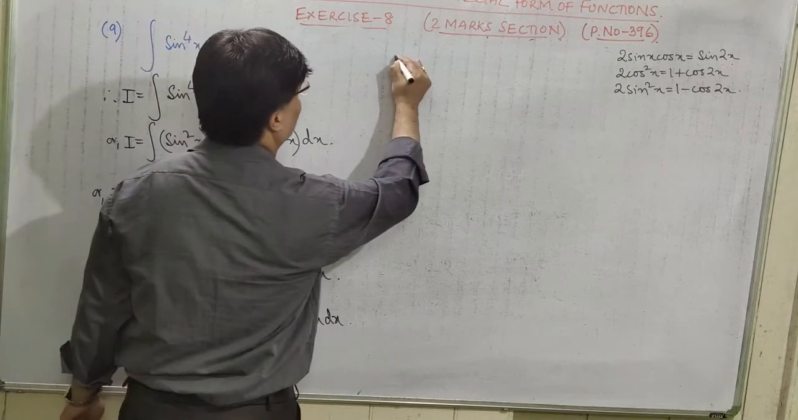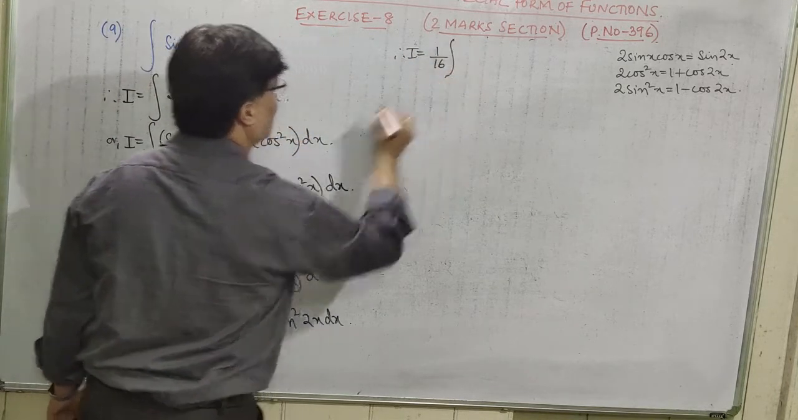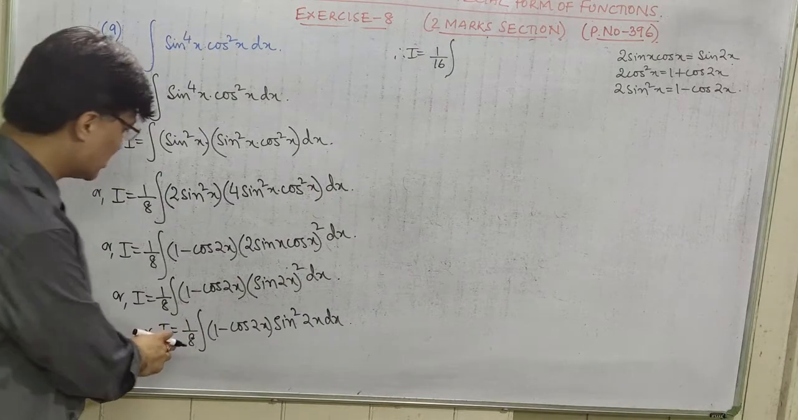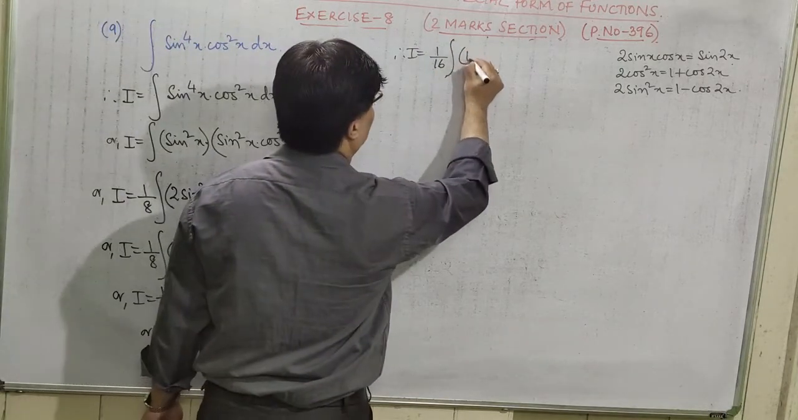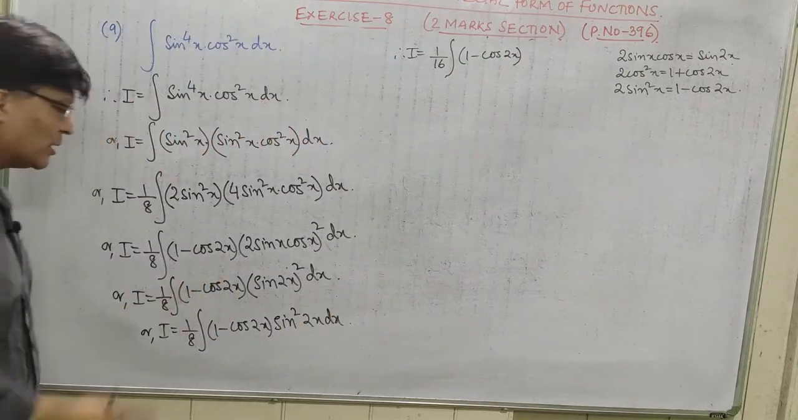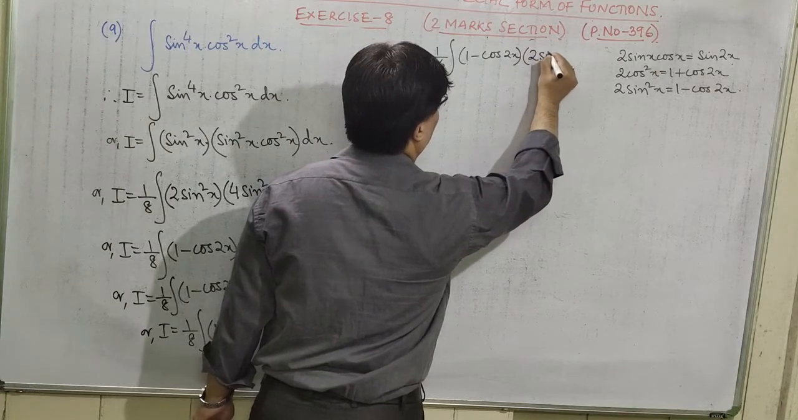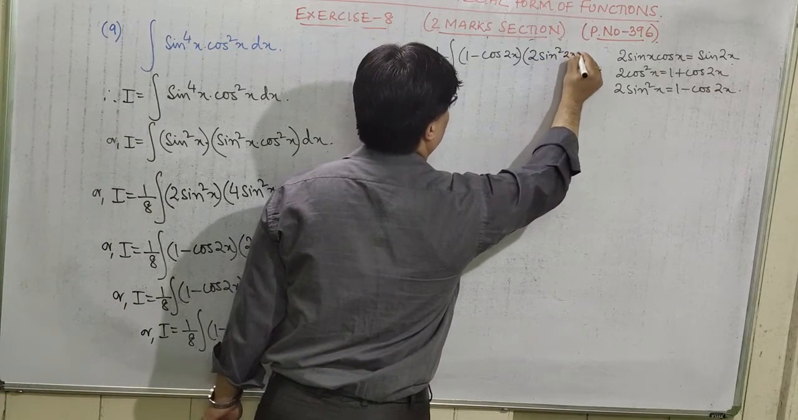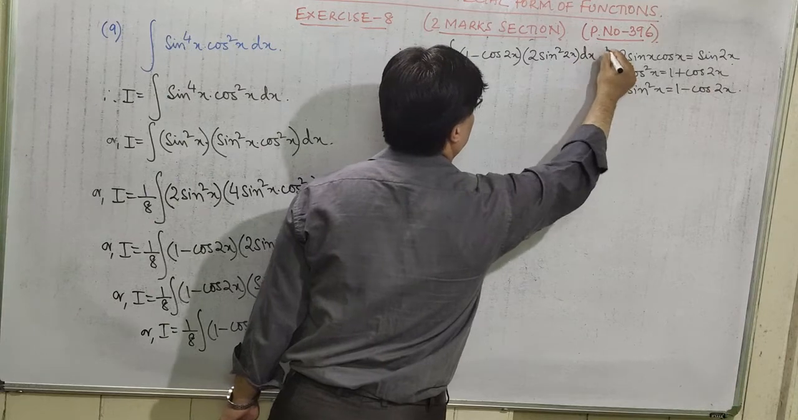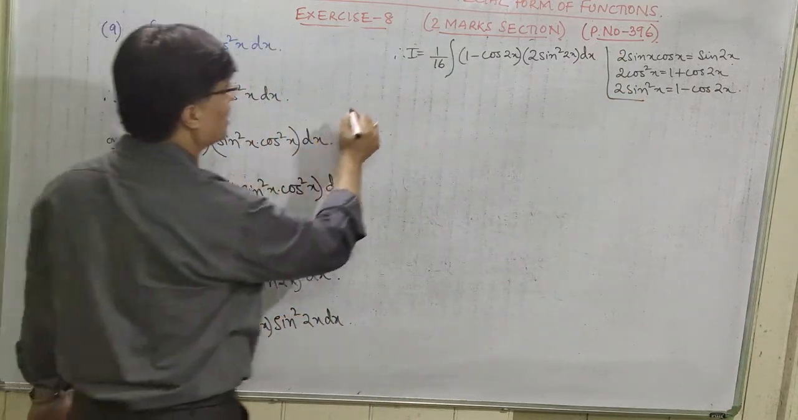So what do we get now? Therefore I is equal to, this is 1 by 16, isn't it? This 8 is multiplied by 2. 1 by 16 integration of, within bracket, this is your 1 minus cos 2x. This is 1 minus cos 2x. And this is multiplied by 2 here. That is 2 sine square 2x bracket close dx. Right?